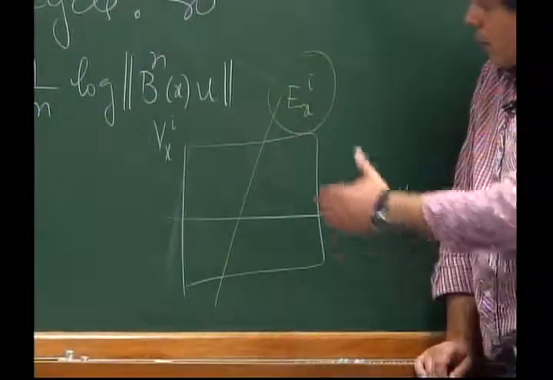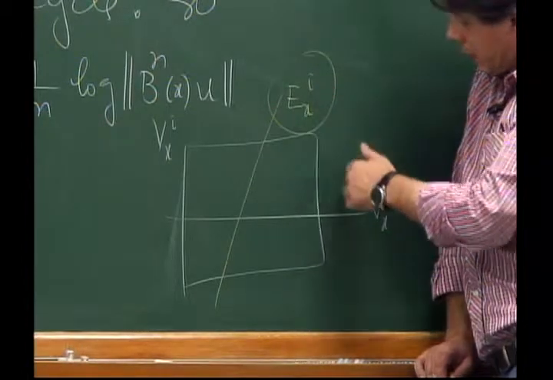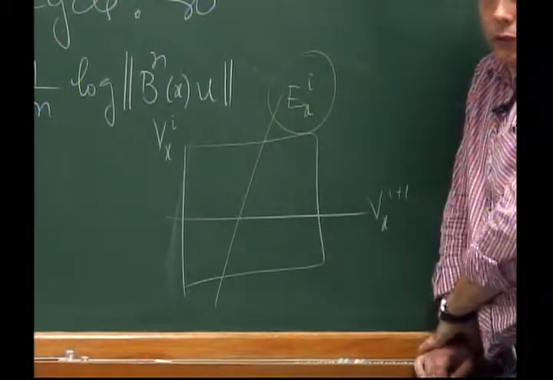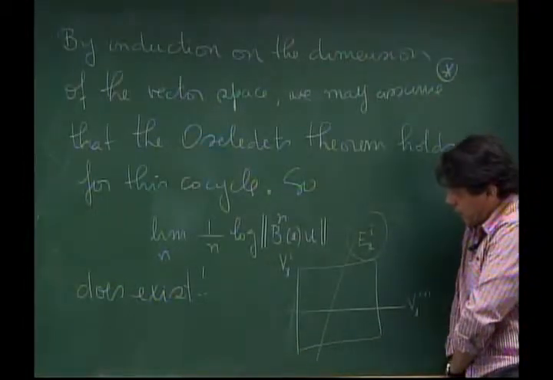Okay, and that's how we obtain, by taking i equals 1, we get E1, by taking i equals 2, we get E2, and so on, and that's how we obtain the Oseledets splitting.